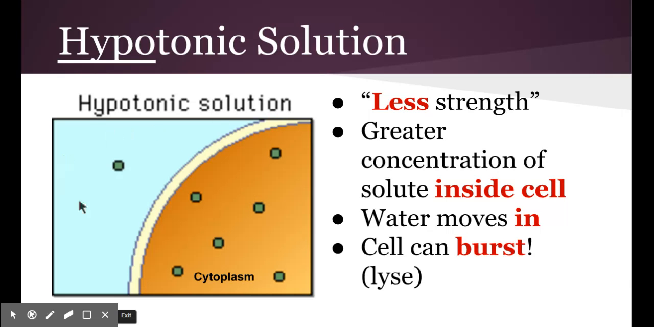If the solution outside is hypotonic enough that it causes enough water to go inside the cell, what can actually happen is the cell can burst. This doesn't happen 100% of the time. It only happens when a cell is in an environment where it's in a very hypotonic solution. It is a lot more concentrated on the inside of the cell than it is on the outside. A lot of water rushes into that cell and can actually pop it. We call that popping of a cell lysing, L-Y-S-E.